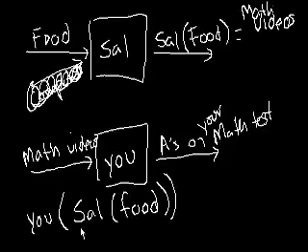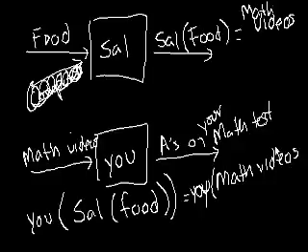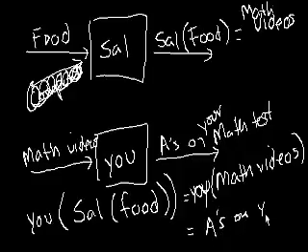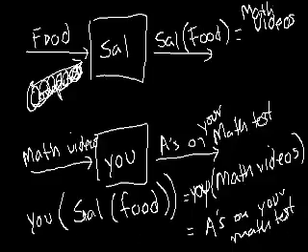Well, first we would try to figure out what is Sal of food. Well, we already figured out if you put food into Sal, Sal of food is equal to math videos. So this is the same thing as U of, U, that's Y-O-U. I'm trying to confuse you. U of math videos, right? And we already said, well, if you put math videos into the function called U, or whatever your name might be, then it produces A's on your math test. So U of math videos equals A's on your math test. So U of Sal of food will produce A's on your math test.